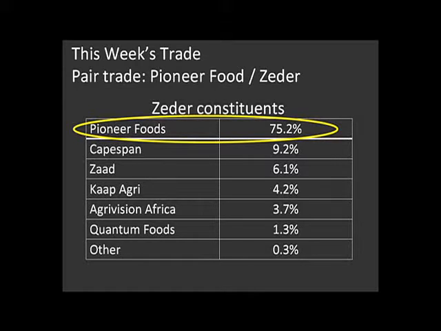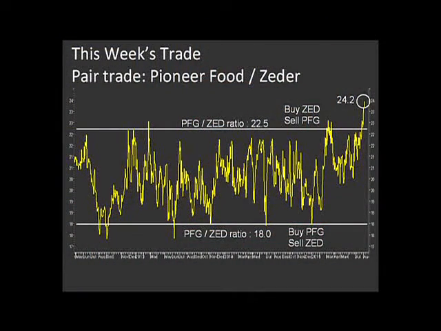But it stands to reason, therefore, that the share prices of Pioneer Foods and ZED should track each other very, very closely, and usually they do. However, the ratio has gone out of line recently. And if we have a look at the graph in another way, this now is a plotting of the ratio between Pioneer Foods and ZED. And I know it looks like just a very squiggly line, but I'll explain what it means.